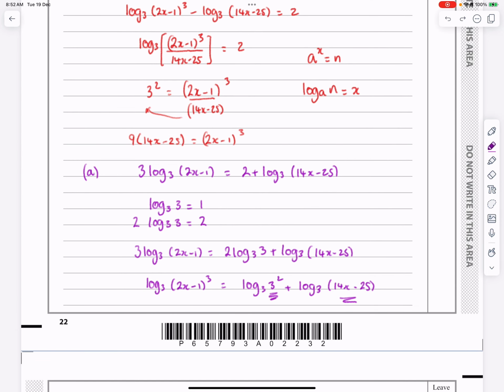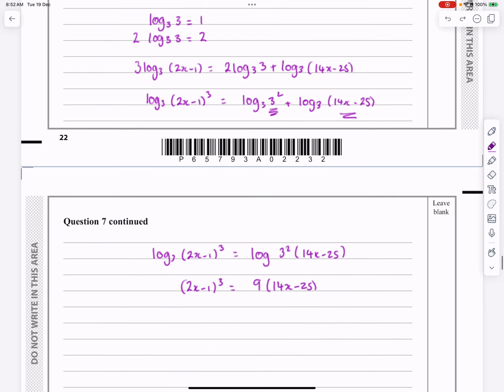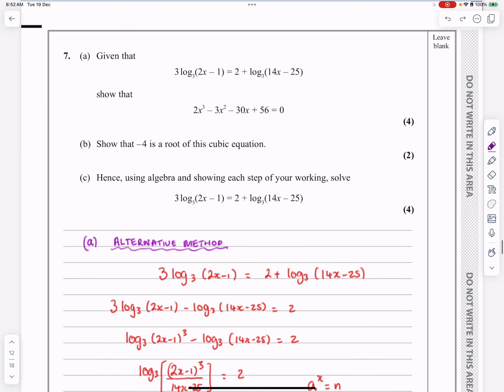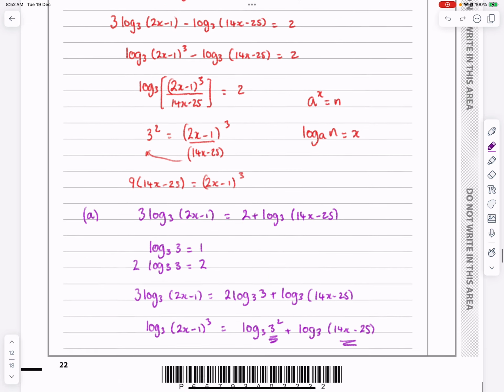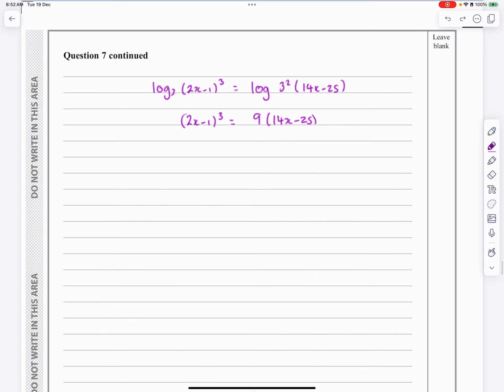Well, that's the same as I had up there. I'm not finished. I've still got quite a bit of work to do here, but at least there's two different methods to try and get to what I'm trying to get to, which is this cubic equation here. It's going to take a little bit of algebra, but it should be fine. Going from here then, you're going to need to multiply out 2x minus 1 cubed, multiply out 9 lots of 14x minus 25 and tidy it all up.